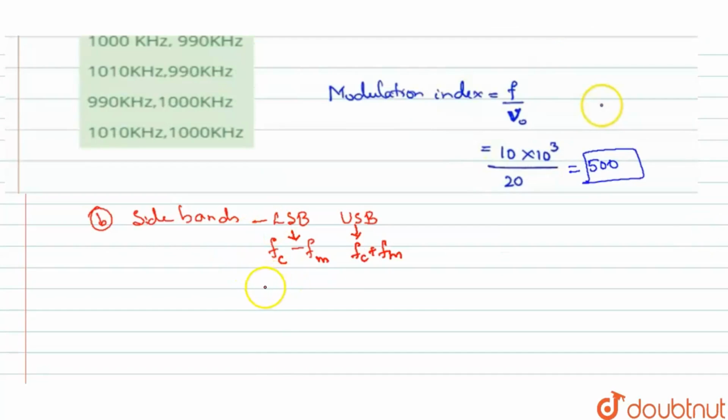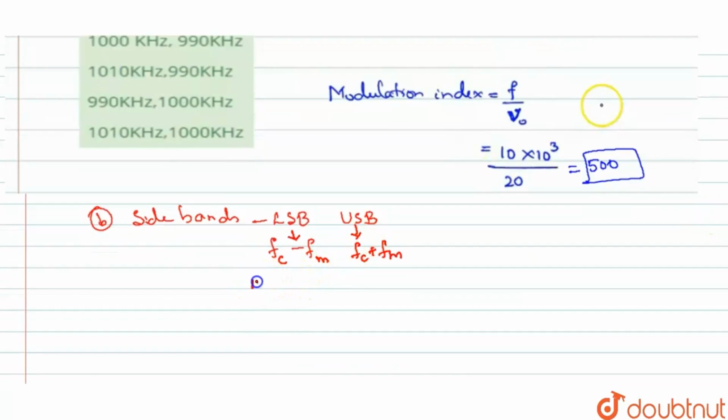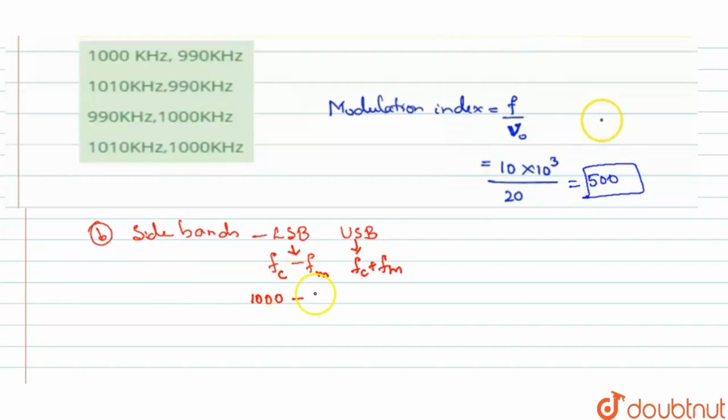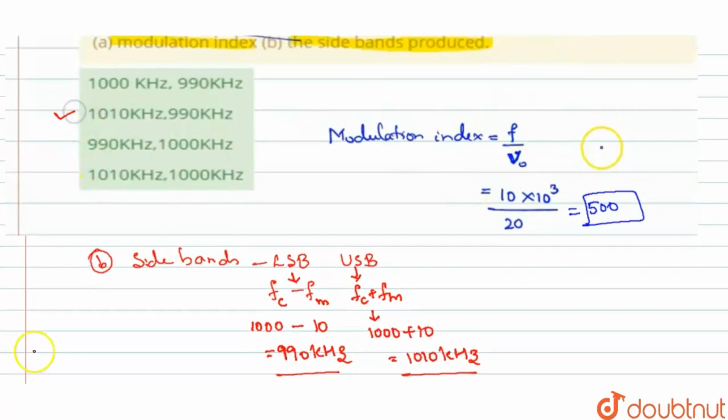So the lower sideband: FC is 1 MHz, right? Carrier frequency is 1 MHz. In terms of kilohertz, it will be 1000 kilohertz minus the message signal, which is 10 kilohertz. So 1000 minus 10 equals 990 kilohertz. And the upper sideband will be 1000 plus 10, which gives you 1010 kilohertz. So these are the two sidebands produced, 1010 and 990. So option B will be the right answer.